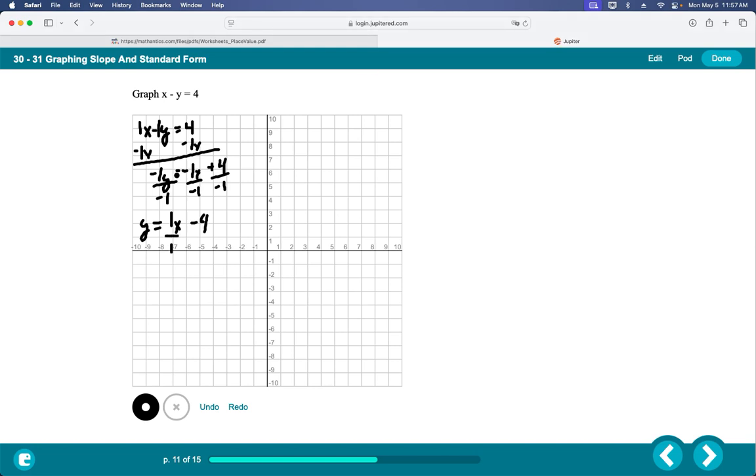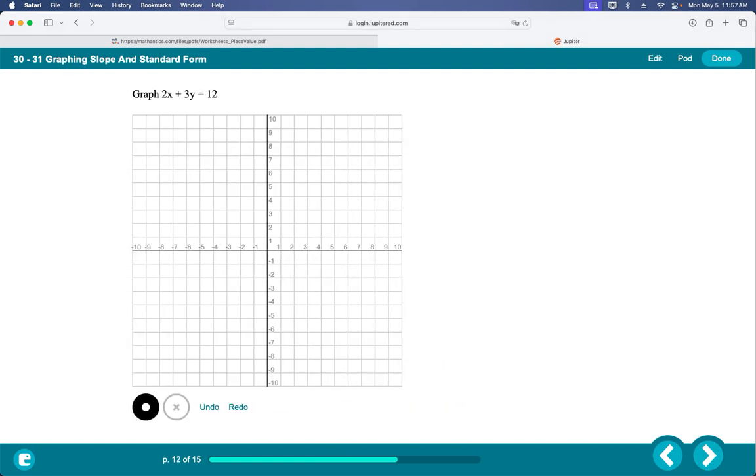So we turn this into a fraction. So we have 1 over 1 at the -4. So -4, and then we're going to go up 1 over 1, up 1 over 1. And there's our line, just like that. Right? All right, next problem.